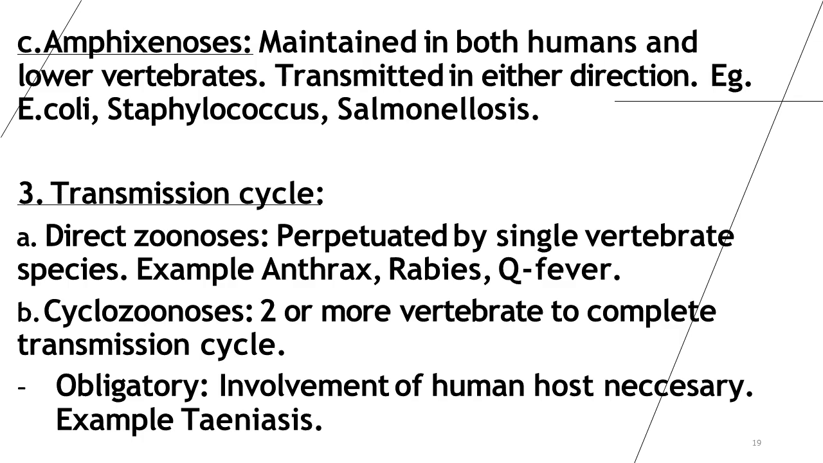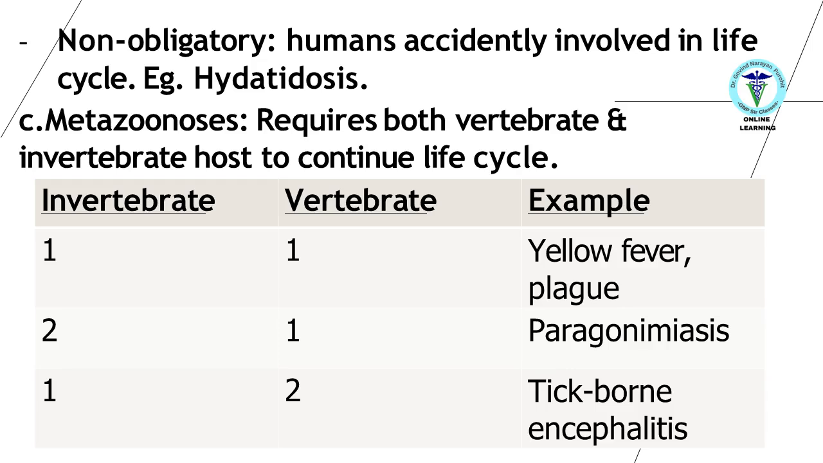Three: classification based on the transmission cycle. A. Direct zoonosis, perpetuated by a single vertebrate species. Examples: anthrax, rabies, Q fever. B. Cyclozoonosis: two or more vertebrates are required to complete the transmission cycle. Obligatory: involvement of the human host is necessary, example taeniasis. Non-obligatory: humans are accidentally involved in the life cycle, e.g., hydatidosis. C. Metazoonosis: requires both vertebrate and invertebrate hosts to continue the life cycle.